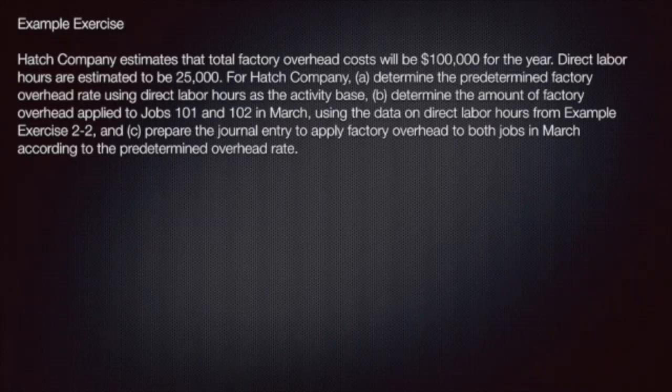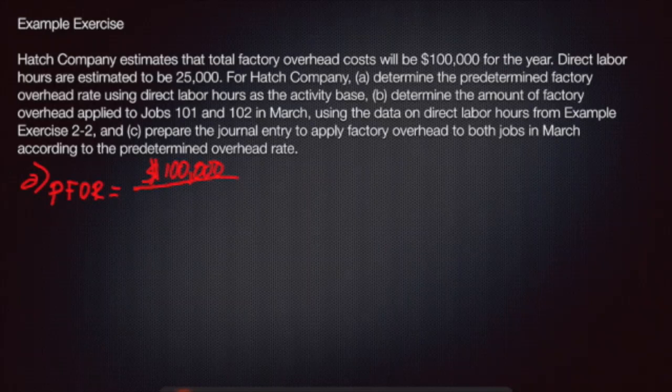For letter A, we determine the predetermined factory overhead rate, which is equal to the factory overhead cost, which is $100,000, divided by the direct labor hours, which is 25,000 hours, which will give us $4 per direct labor hour.